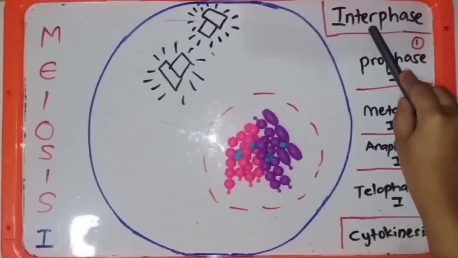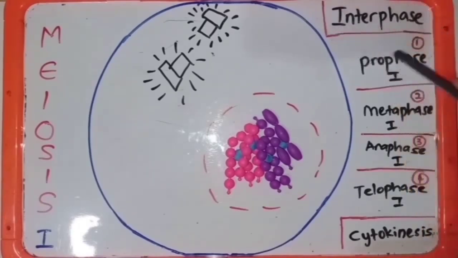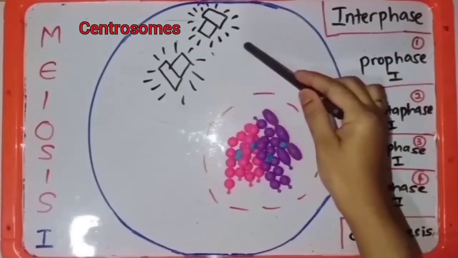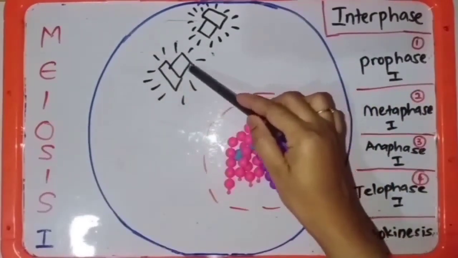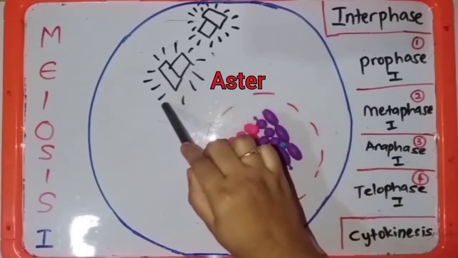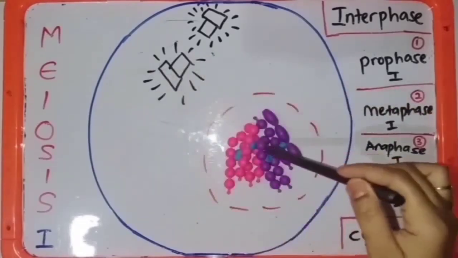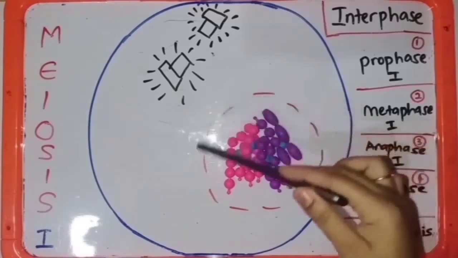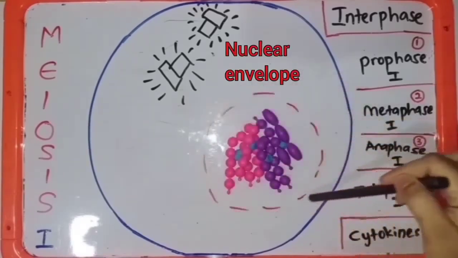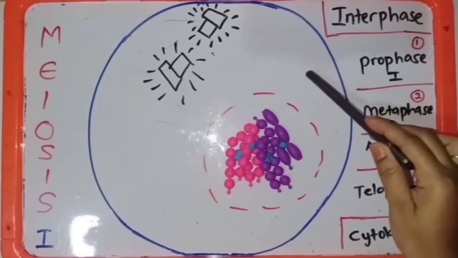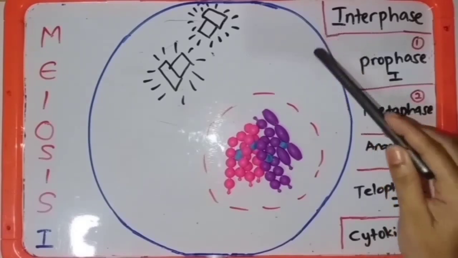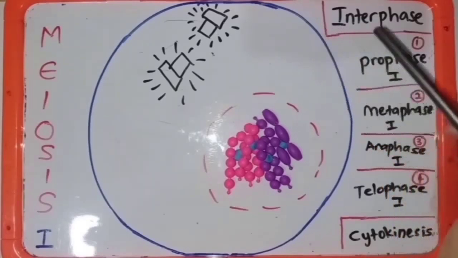The cell prepares before it divides by mitosis or meiosis. But in this video, I'm going to demonstrate meiosis. During the interphase stage, the cell has two centrosomes. Each centrosome has two centrioles. This is the aster. Then the chromosomes start to replicate and are surrounded by the nuclear envelope. This is the interphase stage before the cell divides by meiosis.